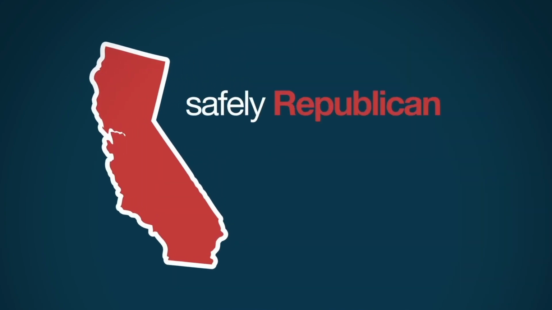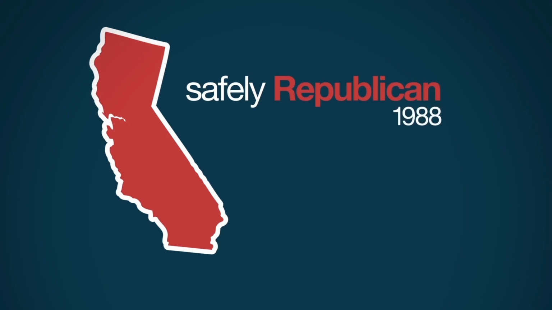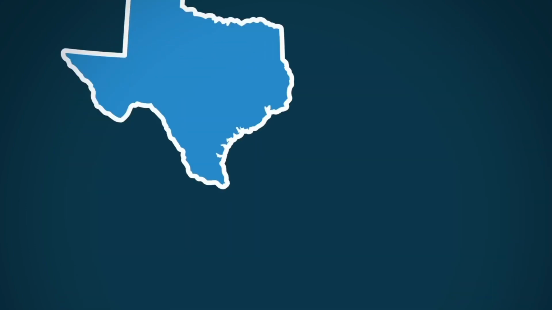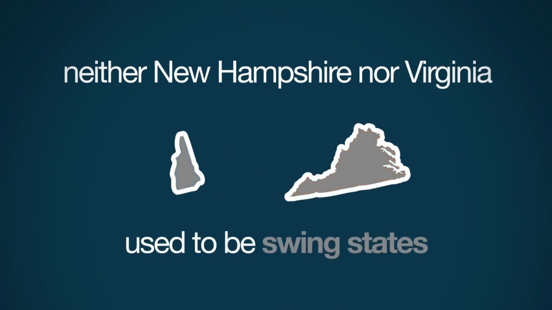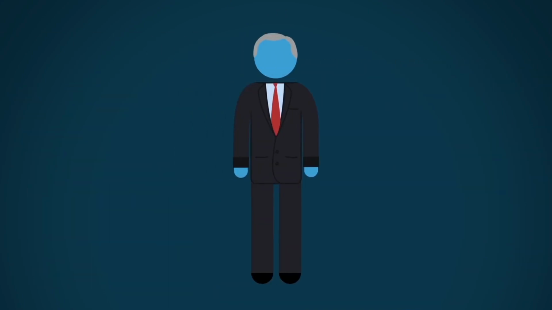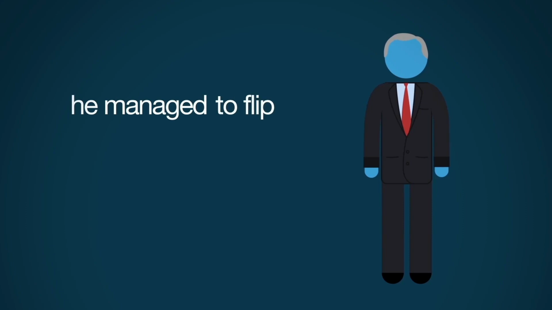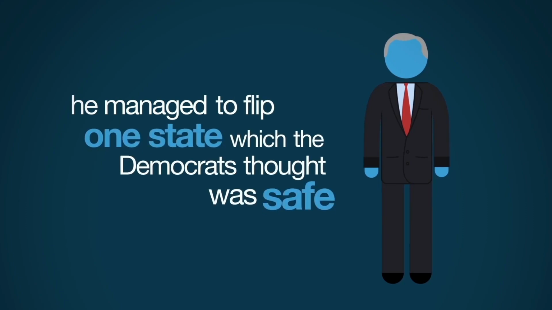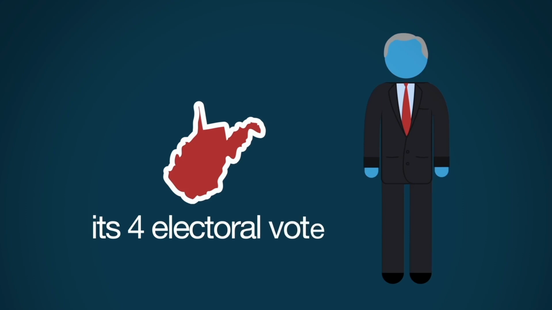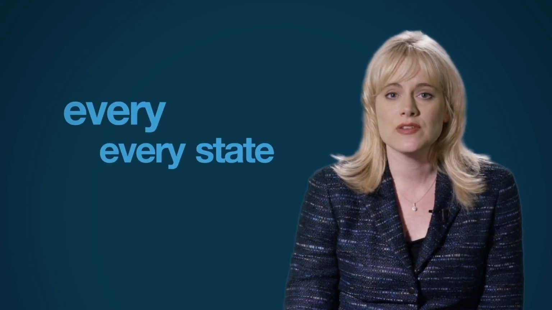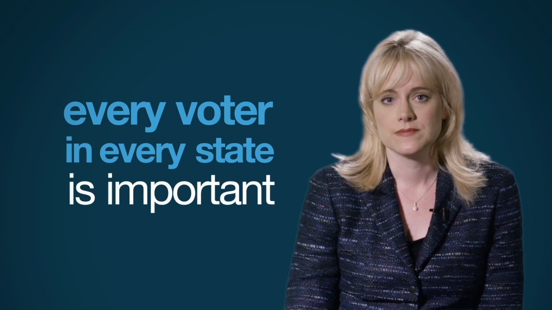California voted safely Republican as recently as 1988. Texas used to vote Democrat. Neither New Hampshire nor Virginia used to be swing states. Most people think that George W. Bush won the 2000 election because of Florida. Well, sort of, but he really won the election because he managed to flip one state which the Democrats thought was safe, West Virginia. Its 4 electoral votes turned out to be decisive. No political party can ignore any state for too long without suffering the consequences. Every state, and therefore every voter in every state, is important.